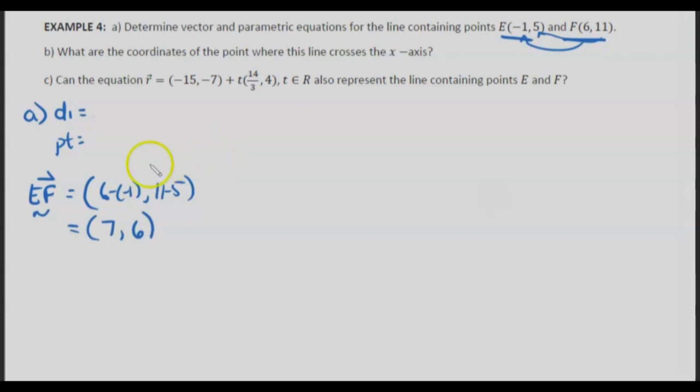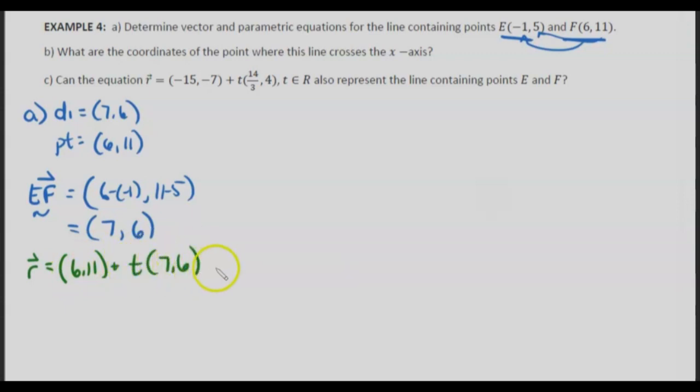Now, we already have a point. We actually have 2 points. So you can choose either point you want to use, E or F. It doesn't matter. I like to go with positive numbers, so let's go (6, 11), but it doesn't matter either way. So the vector equation of this line is vector r equals the point (6, 11) plus t(7, 6).